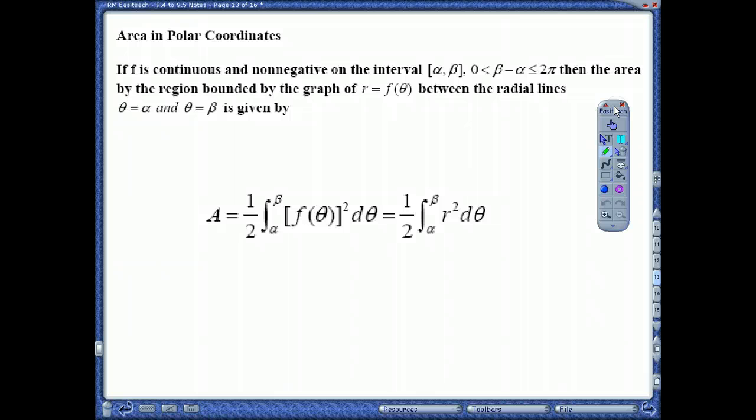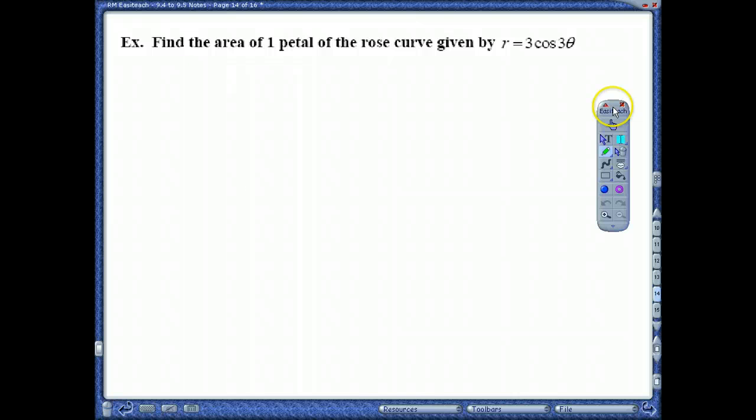All right, now we can find the area in polar coordinates. So if f is continuous and non-negative on the interval from alpha to beta, and you're going in between 0 and 2 pi, then the area of the region bounded by the graph of r equals f of theta between the radial lines of theta equals alpha, theta equals beta is given by this handy, nice little equation. f of theta, remember, is the same thing as r. All right, so let's see what it looks like.